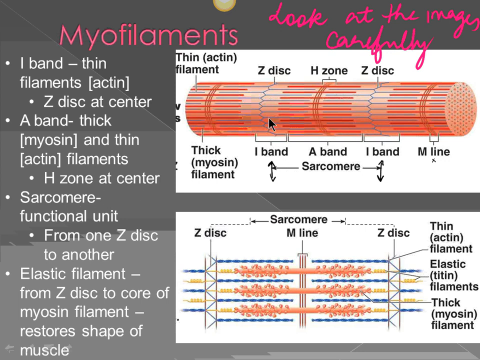So sarcomere, you can see, is from one Z disc to the other. So from one Z disc to the next consecutive Z disc. So there are many sarcomeres you can see in one myofibril. And here the same thing is shown.